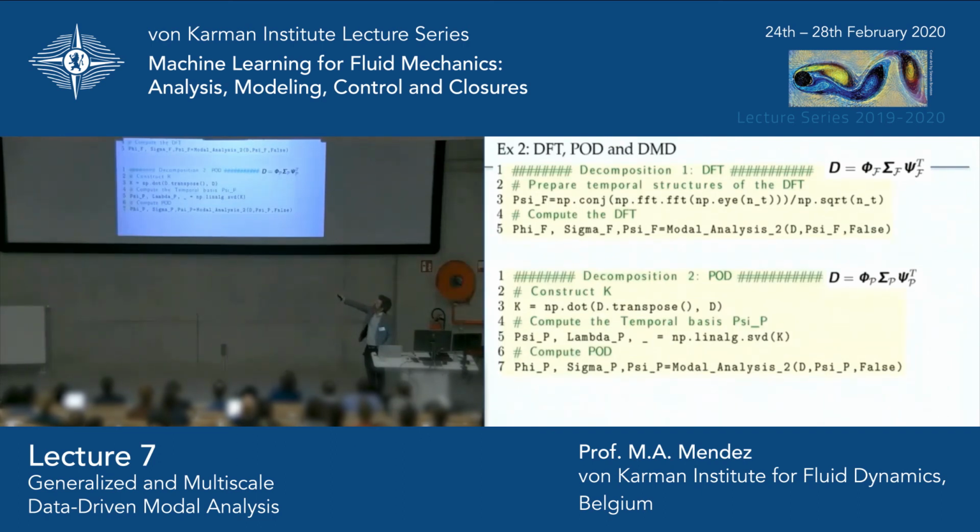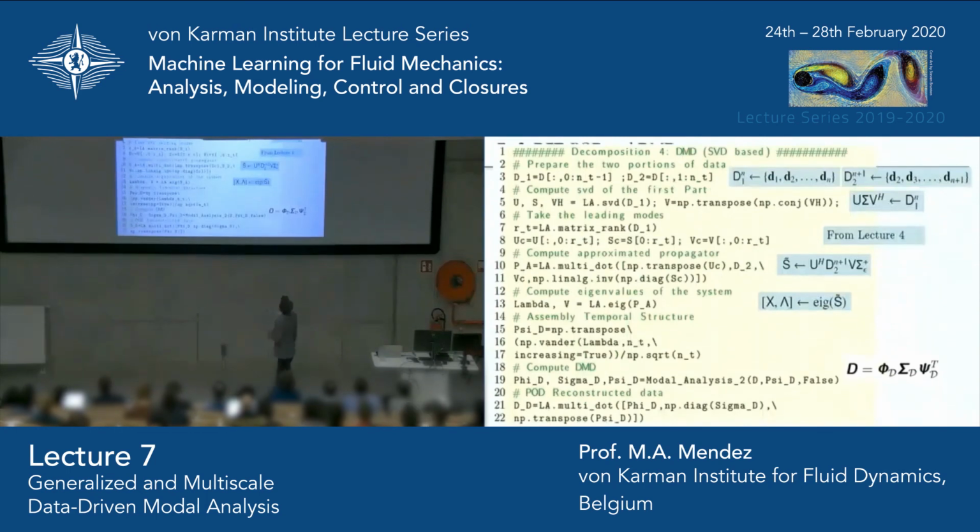And this is the modal analysis tool, the function that implements the general algorithm that I gave you before. All it needs is D, the matrix, and false or true if you want to have the result sorted or not. We didn't talk about sorting the output in terms of amplitude, so you can choose. This is the POD. You compute the K, then you compute your temporal structure, and you give it to it, and this will give you the POD.